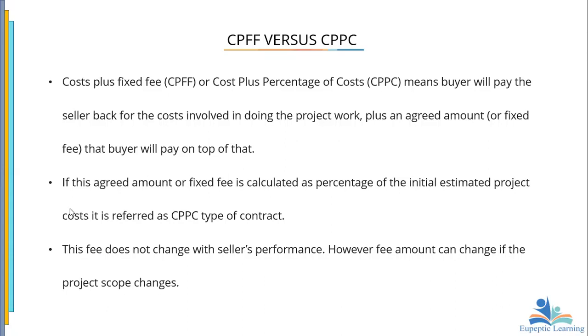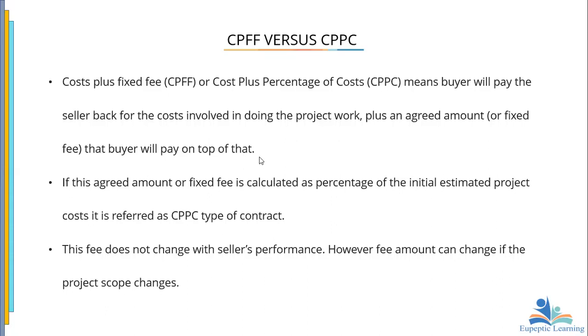So we are saying that this fee does not change with the seller's performance. However, the fee amount can change if the project scope changes. Okay, if the project scope changes. So it all depends on the scope of the project. That is why typically we are saying that the cost plus is always an incentive for the, how do you call it, the seller. It's always an advantage to the seller.